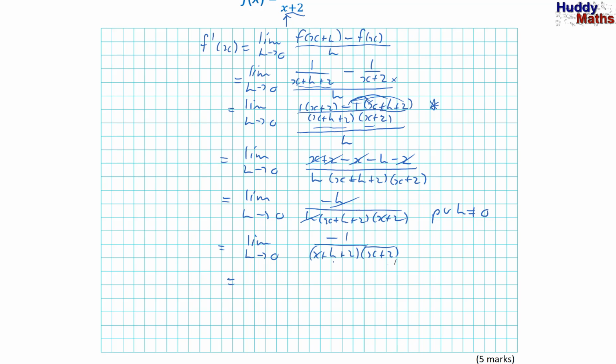So if I put 0 here, then we've got neg 1 over x plus 2 by x plus 2. Okay, so that becomes neg, what, 1 over x plus 2 squared, you want to call it that, or neg x plus 2 to the neg 2. Either of those would do as our derivative.